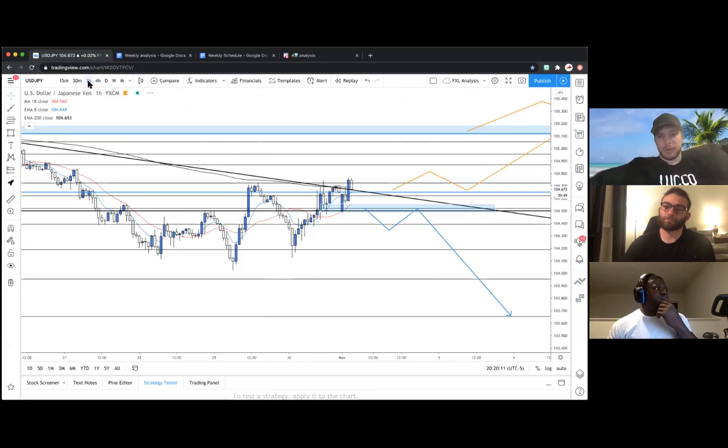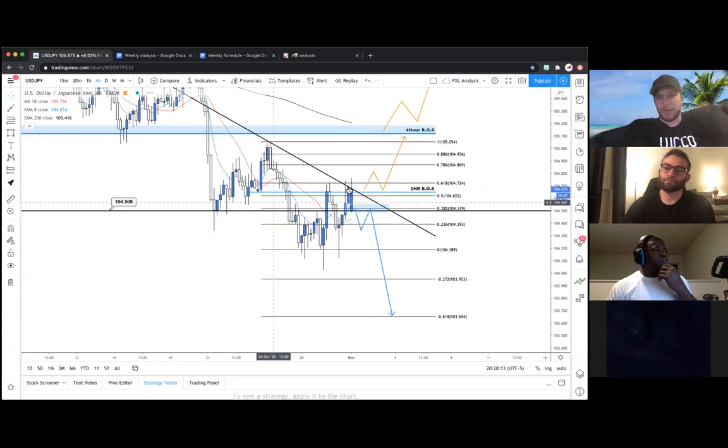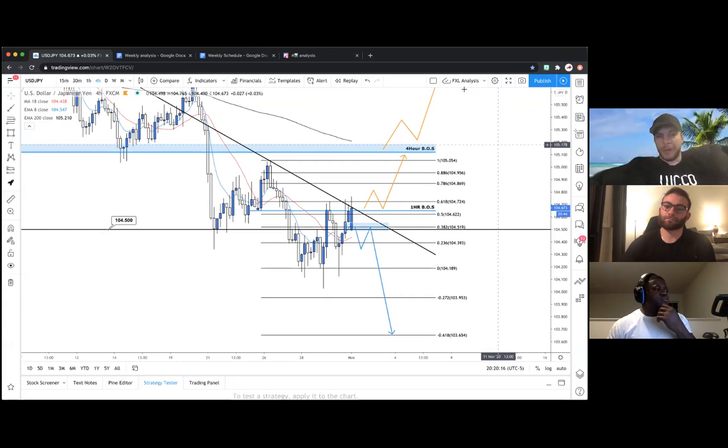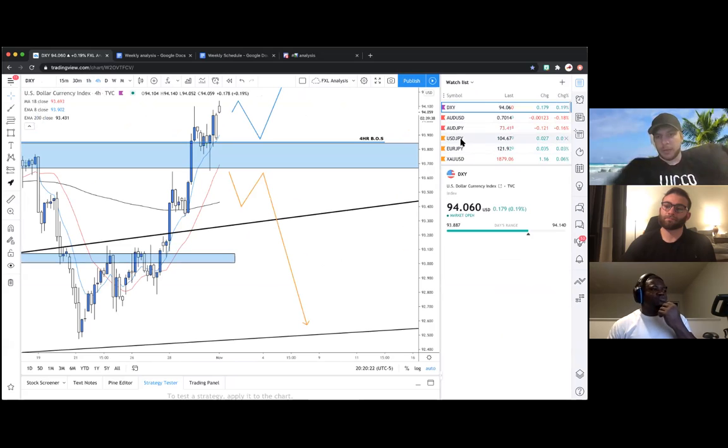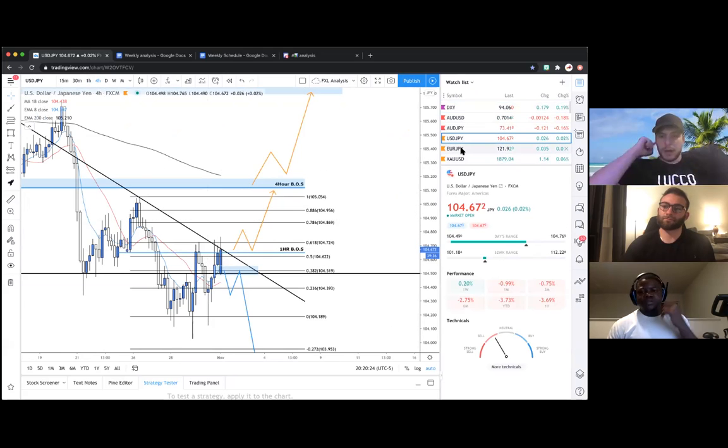Looking pretty good though. UJ's definitely got something forming right now, so we'll be ready for whichever way it goes. Definitely, according to DXY anyway, it's looking pretty bullish. Okay, let's wrap up.